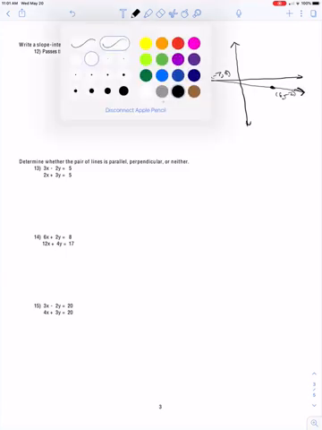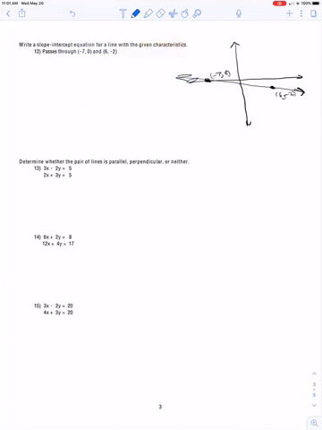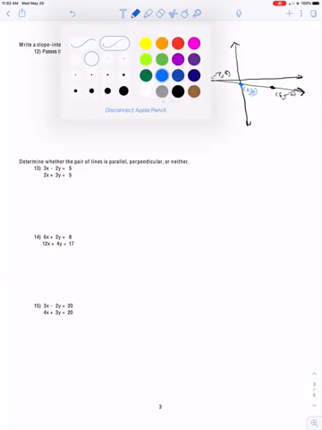Now, what we don't know is the y-intercept. There's the y-intercept point, (0, b). That's the point we're looking for. We need to find the y-intercept, and then with the slope we would have everything we need to graph the line, or write the equation of the line.